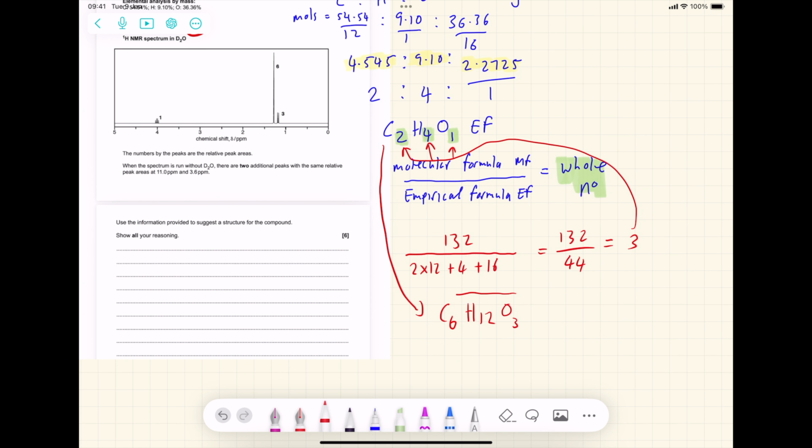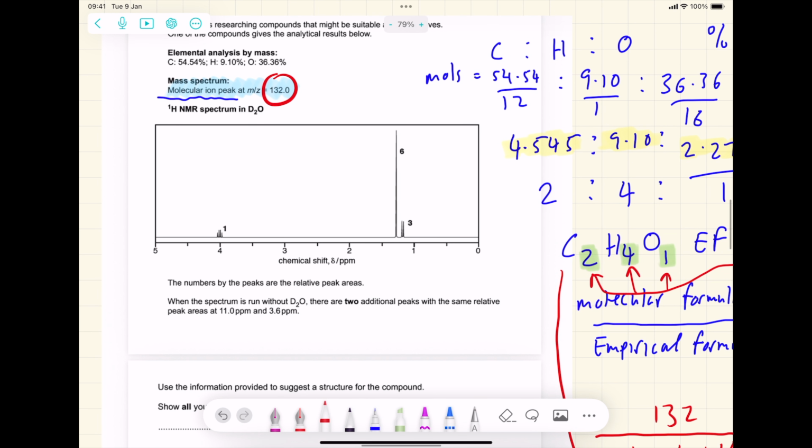That gives us C6H12O3. So the molecular formula we're working with today has 6 carbons, 12 hydrogens, and 3 oxygens. So now that I have that, I can see what other clues I'm given to work out the identity of the molecule. And the next thing I need to turn to is the NMR.